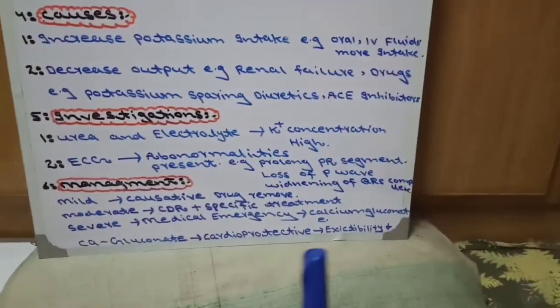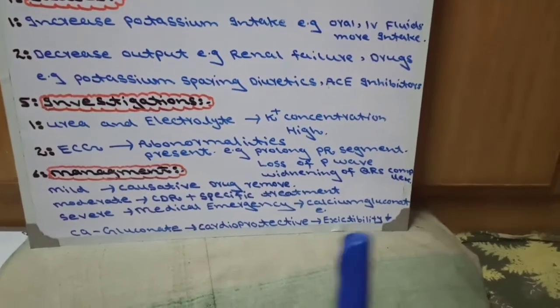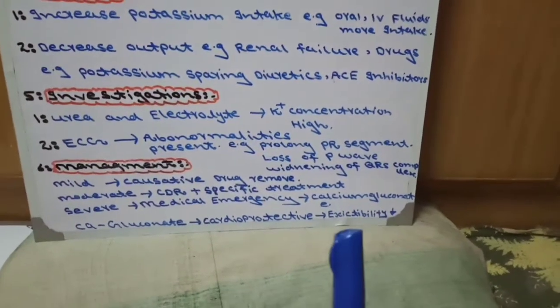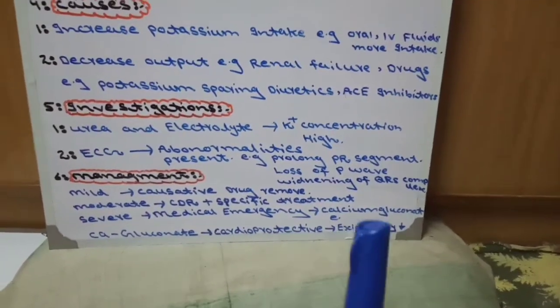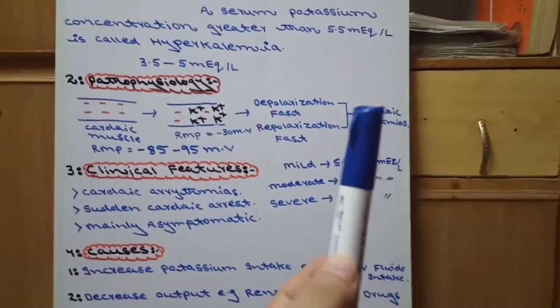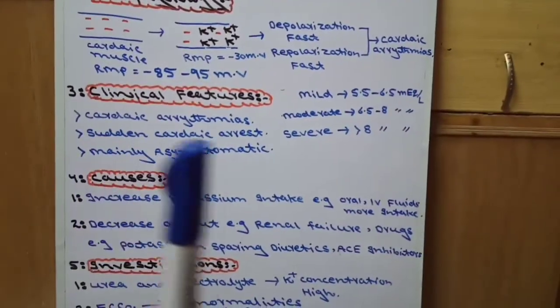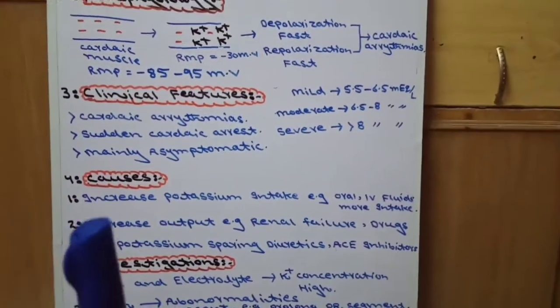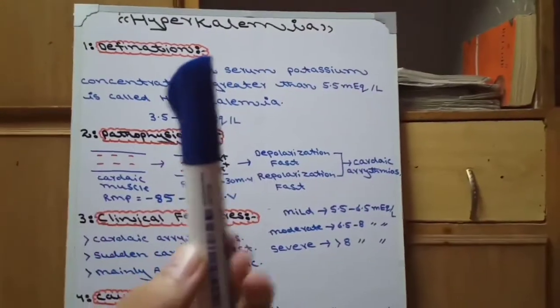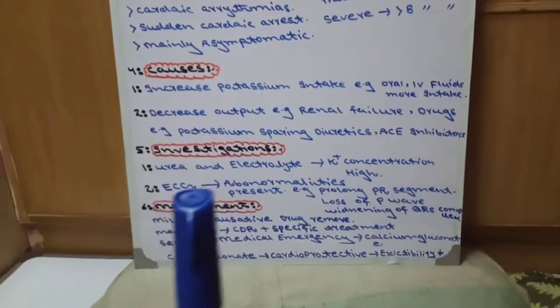How? Because calcium gluconate is cardioprotective, it decreases the excitability of cardiac muscle. When it decreases the excitability of cardiac muscle, there will be no cardiac arrhythmias. When cardiac arrhythmia is treated, the patient's symptoms will be treated. The patient's hyperkalemia will be treated. Now, today we studied hyperkalemia definition, pathophysiology, grades, clinical features, causes, investigation, management.